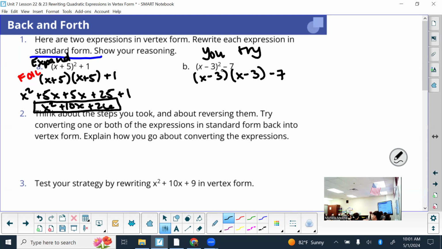When you FOIL it, table 4, what do you get after FOILing? Okay, good. So this is from FOILing this part. The outer and inner, it becomes negative 3x minus 3x, which is negative 6x. And then this minus 7 is still there. Simplify. Our final answer ends up being x squared minus 6x plus what? 2.